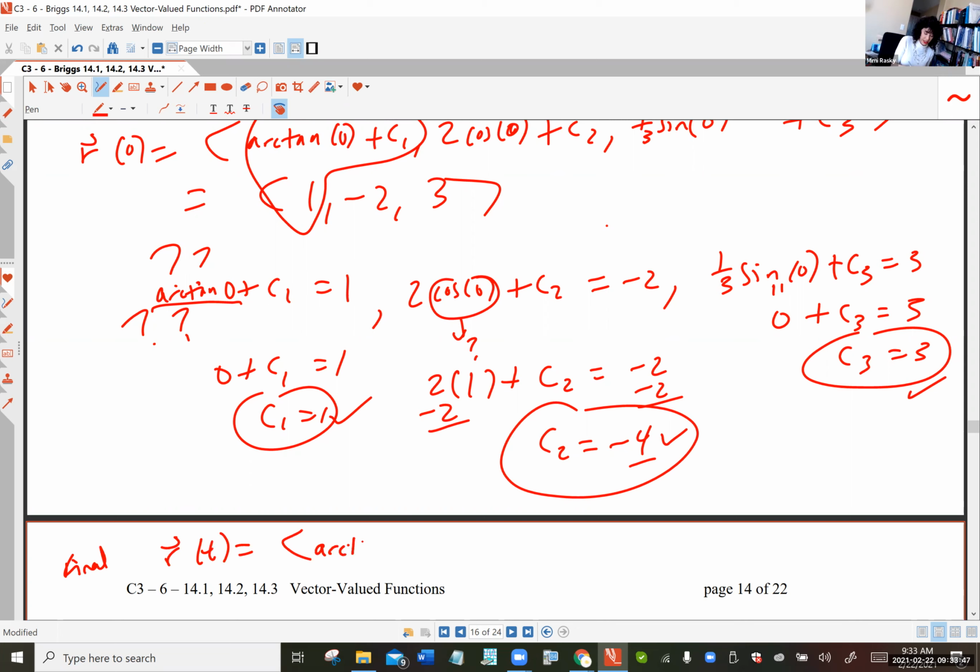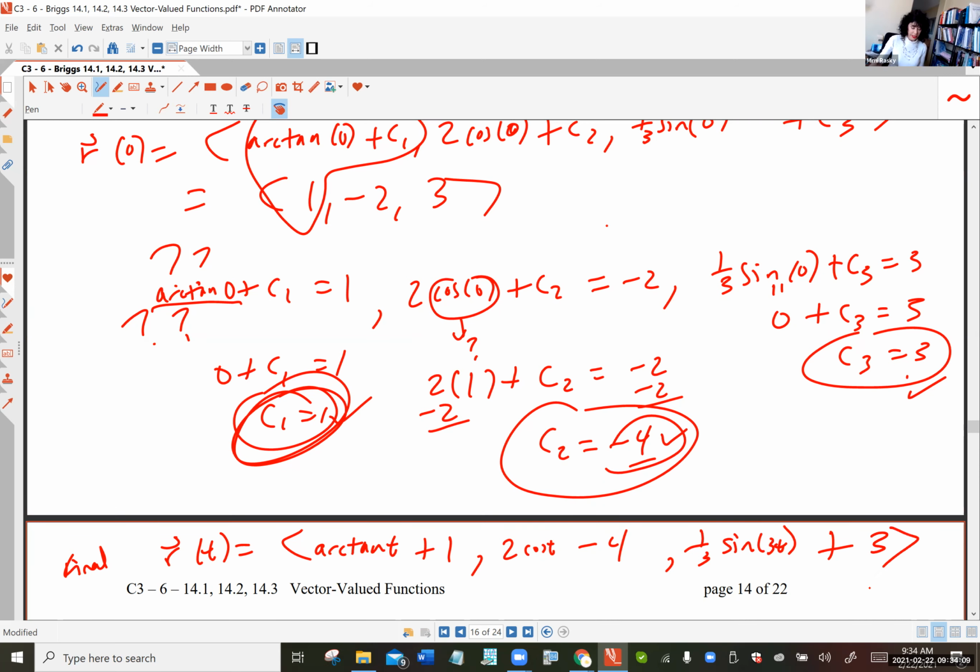You have arctan t plus the C1 that you got, which is 1. Then your second component was 2 cos t, but your C2 was -4 here, so you're going to do -4. And then your third component, which was 1/3 sine of 3t plus the constant C3, and there's your final answer.